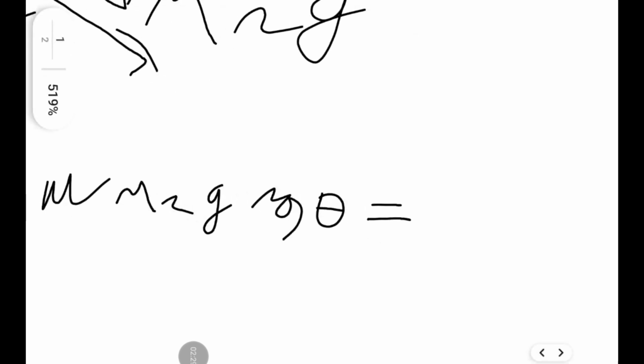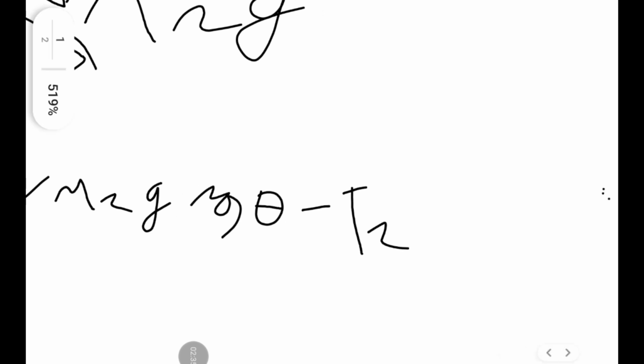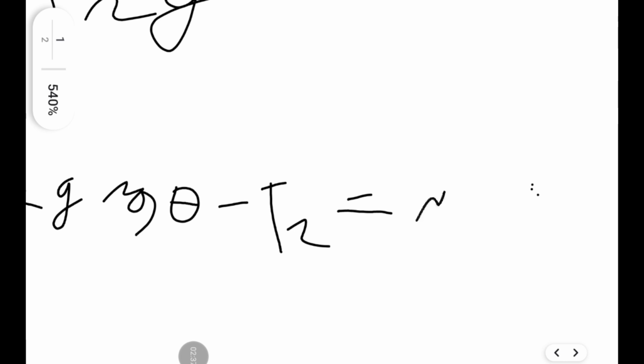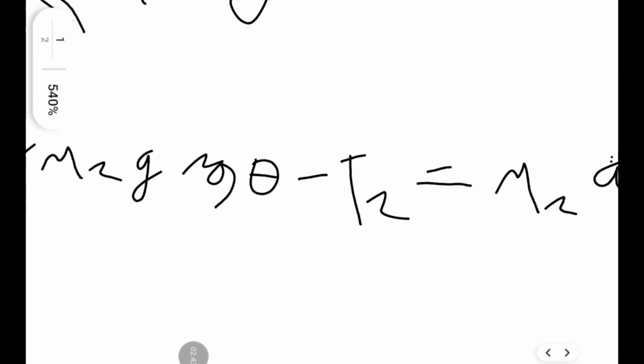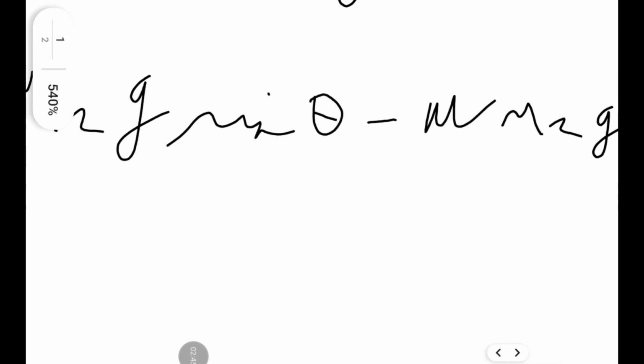And that's going to equal, sorry, that's not going to equal yet. You have to take into account the tension. So minus T2 is going to equal mass 2 times acceleration. Now, we are going to write out another equation first. I shall show you that first.